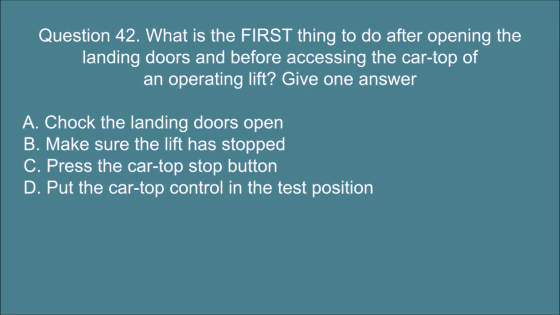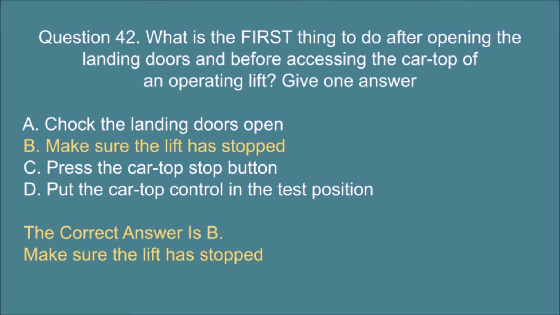Question 42. What is the first thing to do after opening the landing doors and before accessing the car top of an operating lift? Give one answer. A. Chalk the landing doors open. B. Make sure the lift has stopped. C. Press the car top stop button. D. Put the car top control in the test position. The correct answer is B. Make sure the lift has stopped.